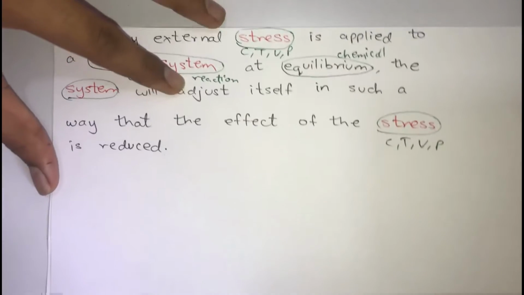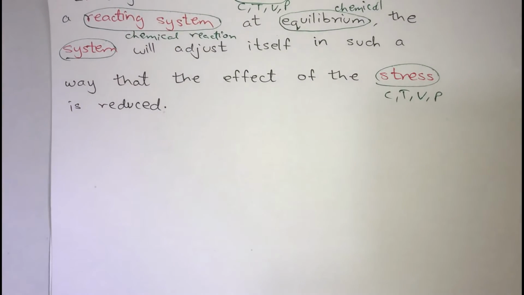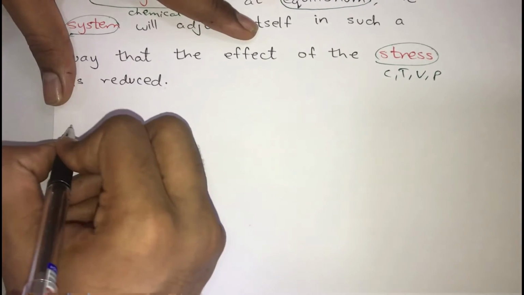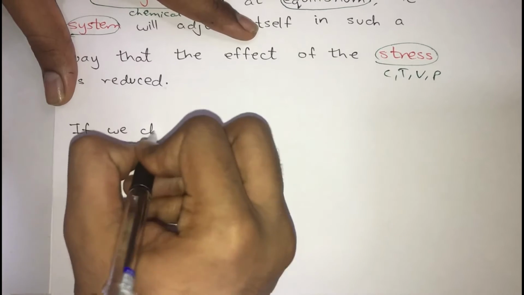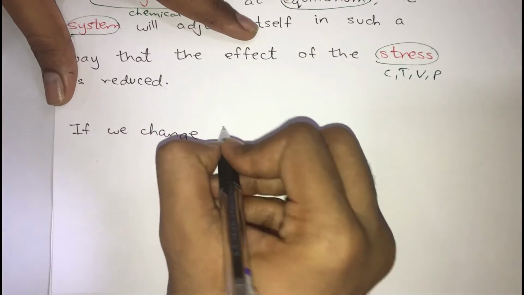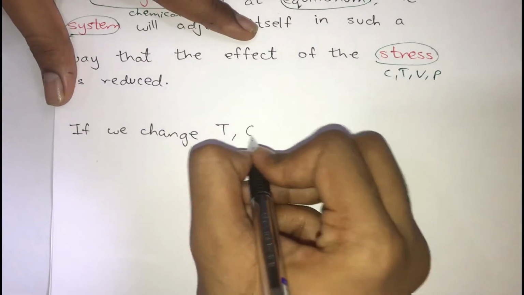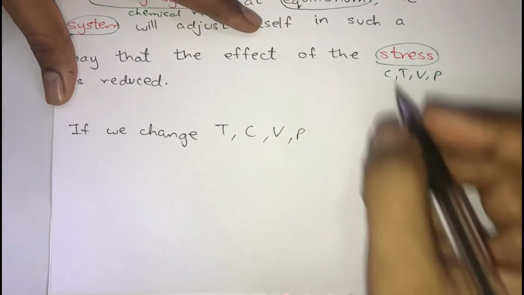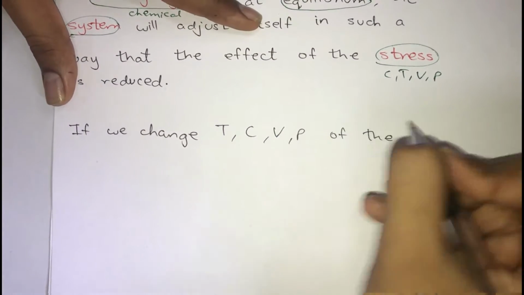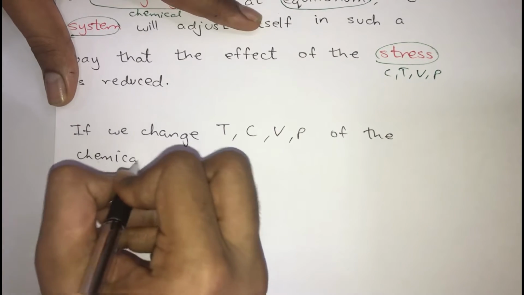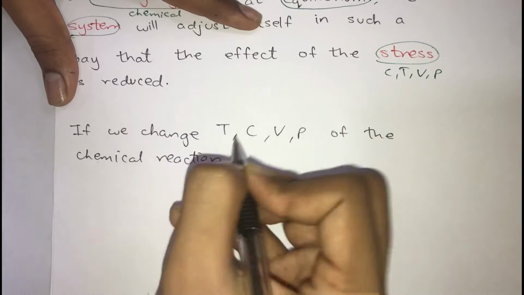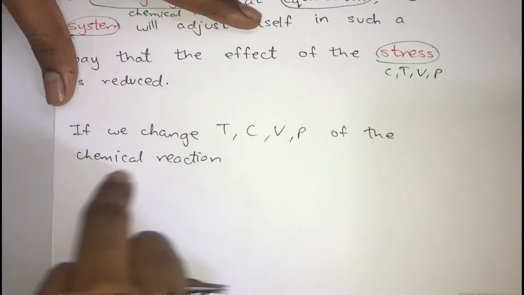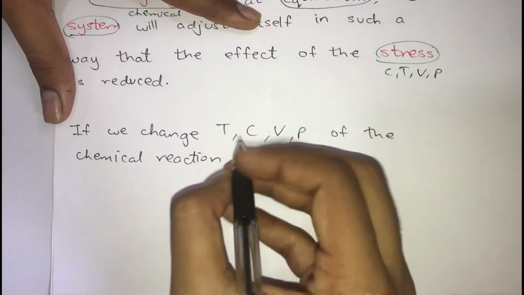Don't worry whether it is right or wrong, it is right, but it is just a personalized definition which you will not be finding in any of the textbooks. Let's understand. Okay, so if we change temperature, concentration, volume, or pressure of the chemical reaction. Okay, so understood up till now. If we change the temperature, concentration, volume, or pressure of the chemical reaction, then what is going to happen?